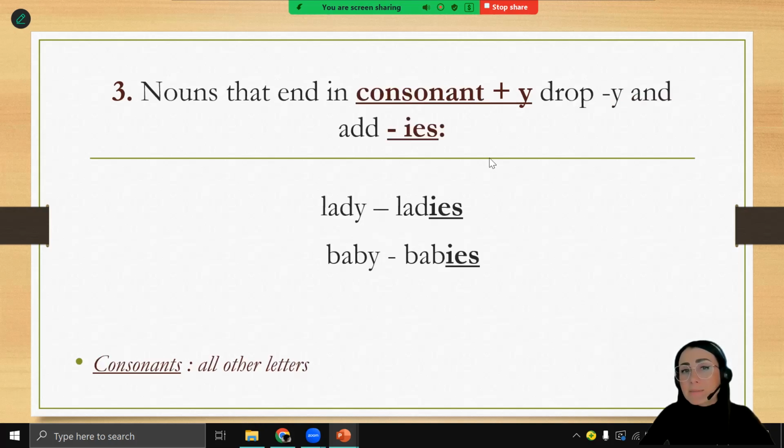In this case, Y disappears and the ending will be ies. Look at this. Nouns that end in a consonant plus Y drop Y and add ies. Lady, ladies. Baby, babies. Consonants, all other letters.